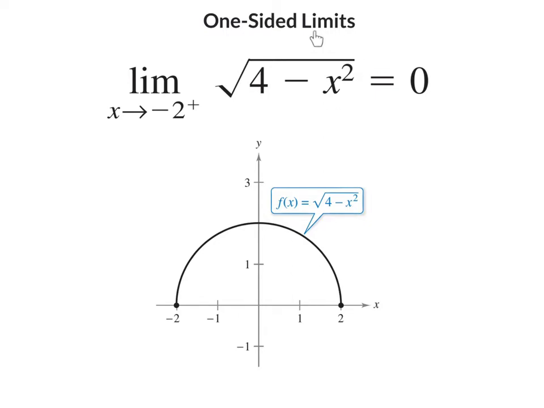Let's say I have this function here, this radical function, and let's take the limit of that as x approaches -2 from the right. So I'm going to come in on this function and approach -2. So the output there is 0, so that means the right-handed limit of that function is going to be 0.